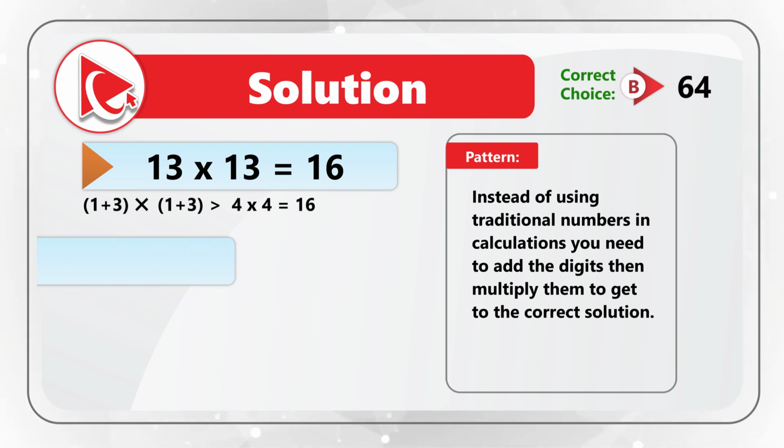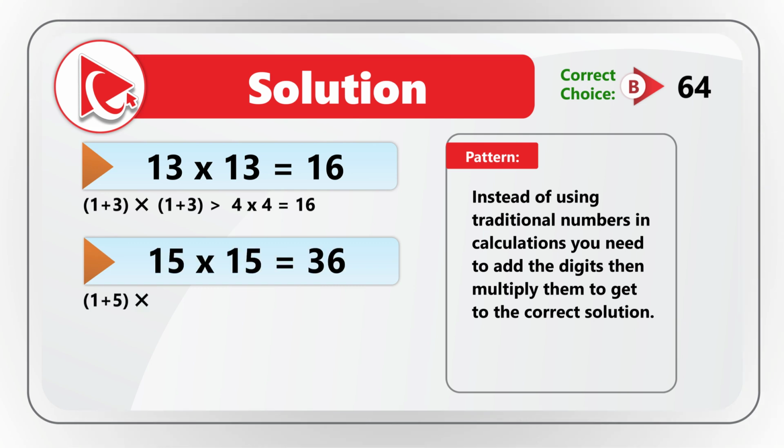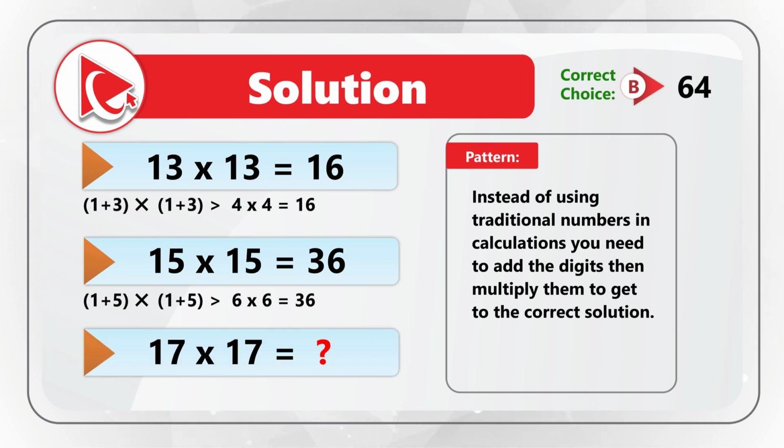For the second expression, you need to add in parentheses 1 plus 5, multiplied by another expression in parentheses, 1 plus 5, which would equal 6 multiplied by 6, which equals 36. To calculate the final expression, you need to add 1 plus 7, which would equal 8, multiplied by another expression 1 plus 7, which would equal 8 multiplied by 8, and it would equal choice B, 64.